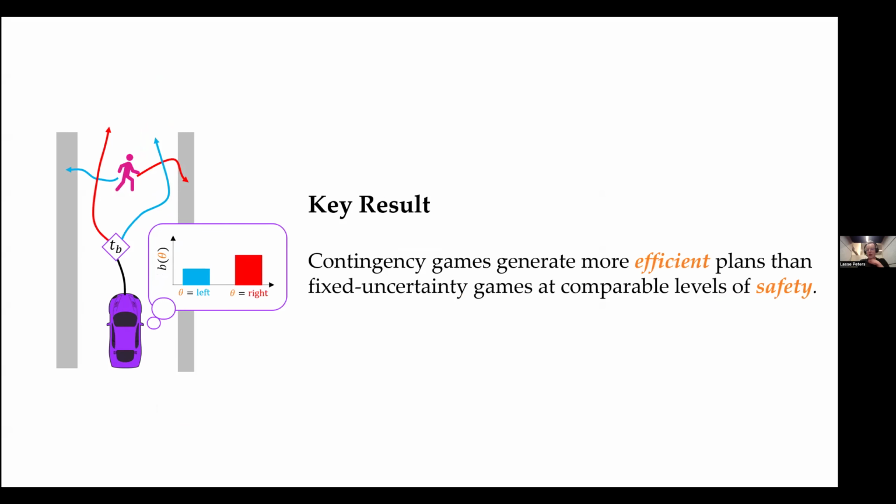And we've done some extensive evaluations of this planning mechanism against game planners from both ends of the spectrum, both certainty equivalent games and fixed uncertainty games. And the key result is that this contingency game generates plans that are more efficient than fixed uncertainty games, but reach a similar level of safety. So they also outperform certainty equivalent games in terms of the safety aspect. And so if you want to read more about this, also if you want to play around with this widget, you can visit the project website at the link below.